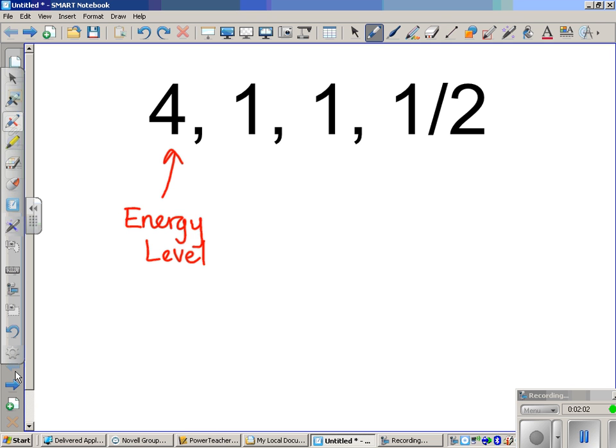Now the second number represents the sublevel. You remember you have energy levels, then you have sublevels, then you have orbitals, and then you have electrons in those orbitals. And really that's what these different pieces are representing. Now, what the sublevels are, if you remember, there are 4 types of sublevels: S, P, D, and F. What this number is representing is that S, P, D, and F.